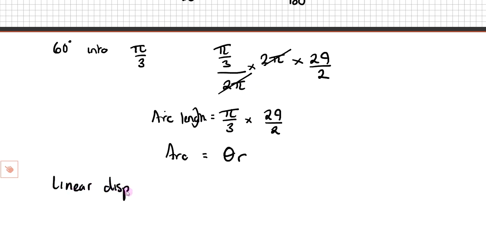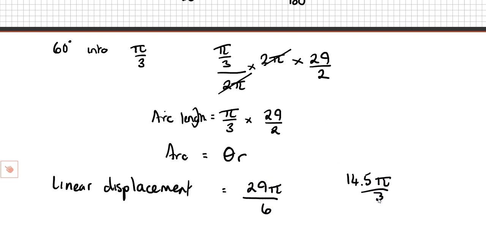But we've still got to finish because our linear displacement is what? Well, now we've just got to know how to multiply fractions. So it's 29 pi, multiplying the numerators, divided by 6. Now, should we tell Nick how 14.5 pi over 3 was messy? How do we get it to look the same? Multiply the numerator and denominator by 2, I get 29 pi divided by 6.